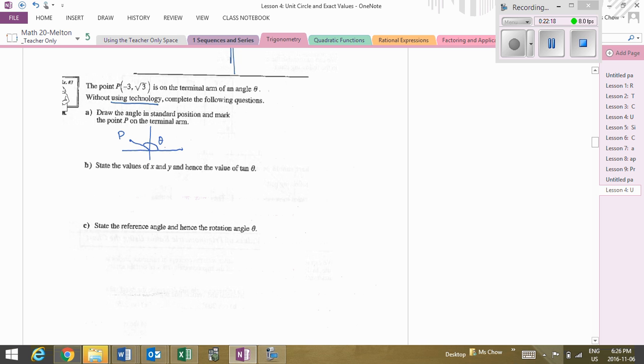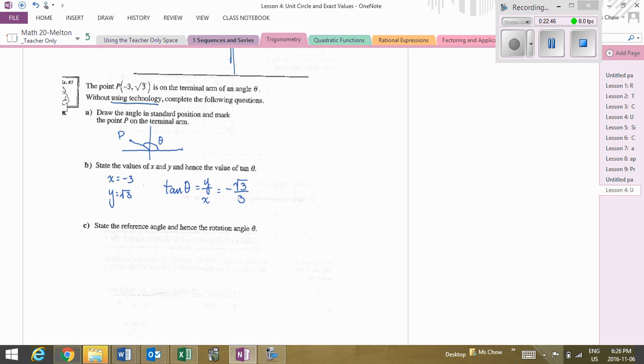State the values of x and y, so obviously x is equal to negative 3, y is equal to root 3, and the value of tan theta, that is looking at the ratio, so tan theta is equal to y over x, which is negative root 3 over 3. So even though it's the x value that's negative, remember that we typically want to have that negative either in the numerator or out front.